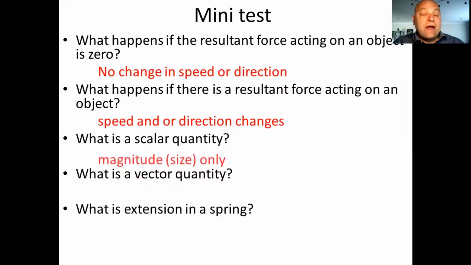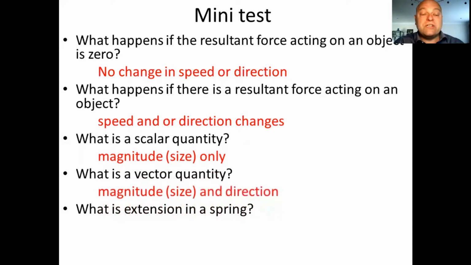Scalar quantity, well, that is one where you have magnitude or size only. Something like mass of 56 kilograms or a time of 36 seconds. No direction involved, whereas the vector quantity does have that direction. So a magnitude, so you could have 4 meters per second is the size and direction north.